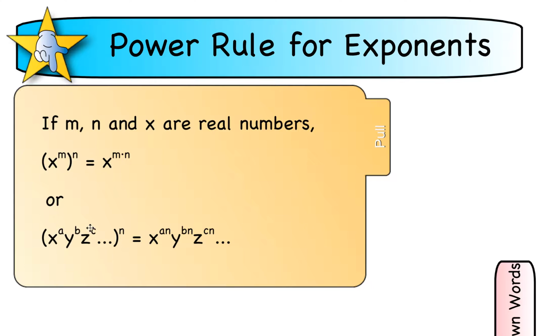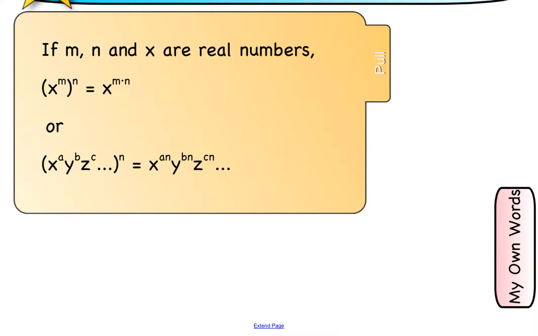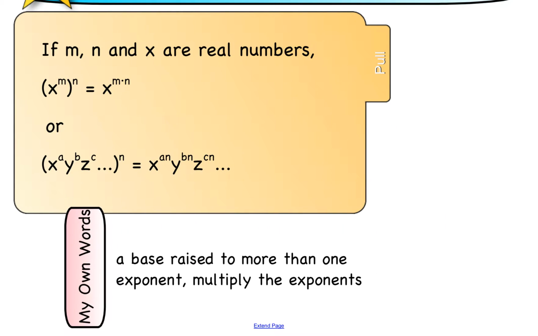If you have multiple things inside your parentheses, every single thing in there gets raised to that power outside, so you multiply every exponent by that. So what does that say in simple terms? It says a base raised to more than one exponent, multiply the exponents.